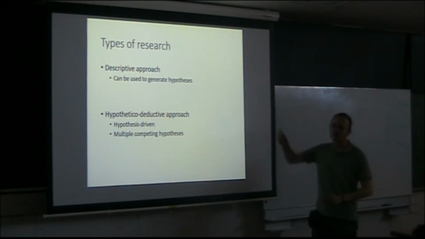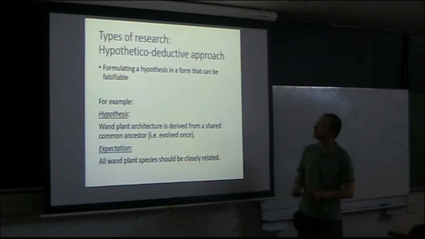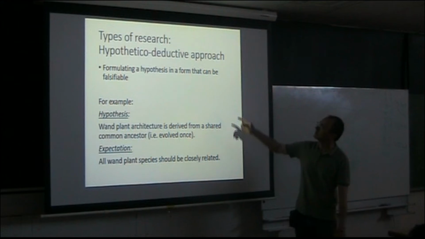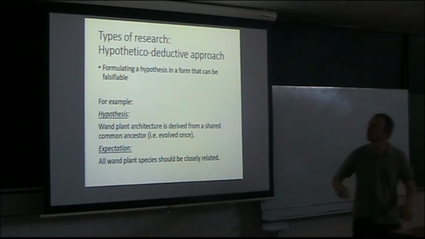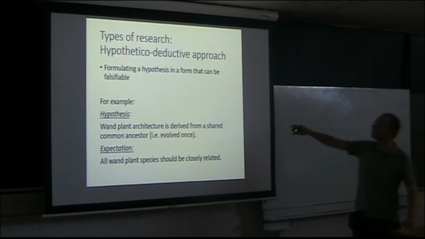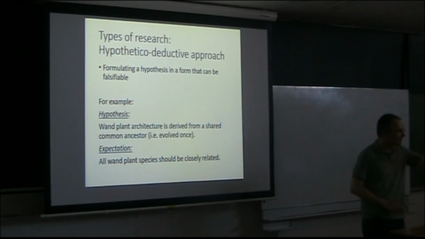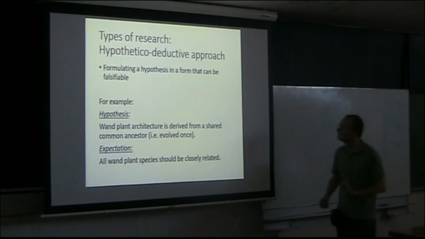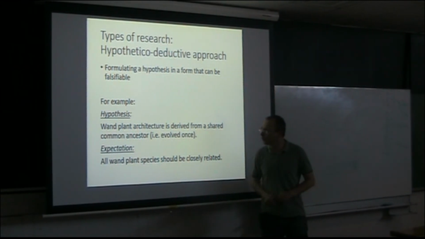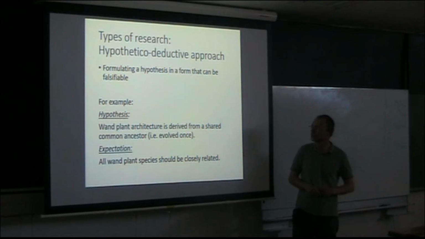But then, this important thing that can be used to generate hypotheses is the hypothetico-deductive approach. Remember, you've always got to generate a hypothesis that is falsifiable, that you can prove is wrong, that you can collect data on to prove it's wrong. So, hypothesis: one plant architecture is derived from a shared common ancestor.